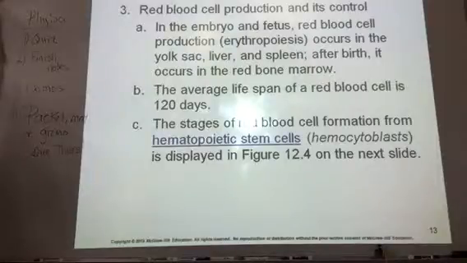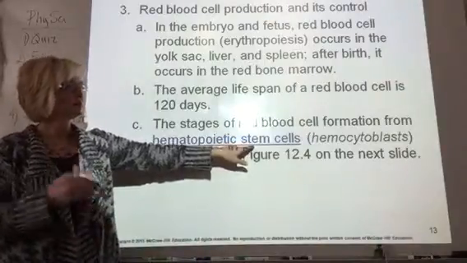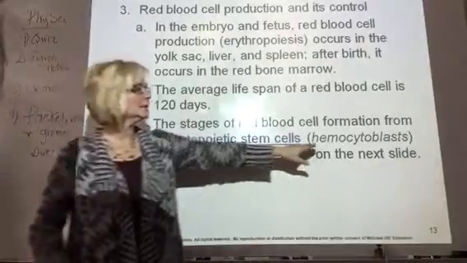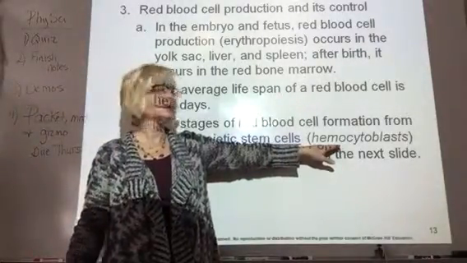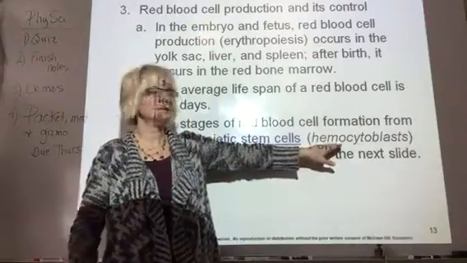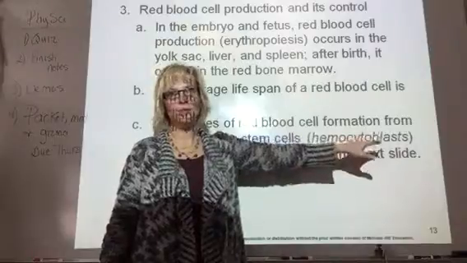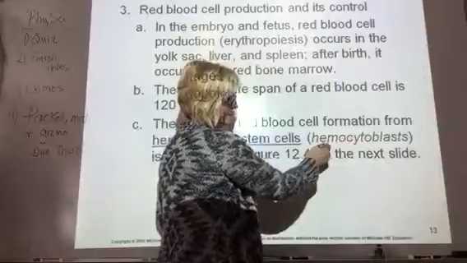Stages of red blood cell formation, they go through different steps. They come from hematopoietic stem cells, also called hemocytoblasts. Hemo deals with blood, so hematocrit, hemoglobin. Hemo deals with blood, cyto is cell, blast means to build, so building blood cells.